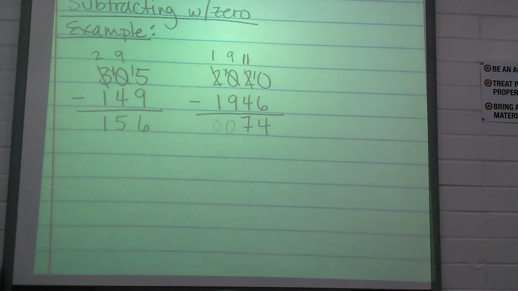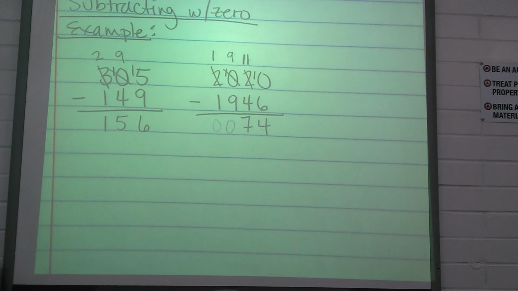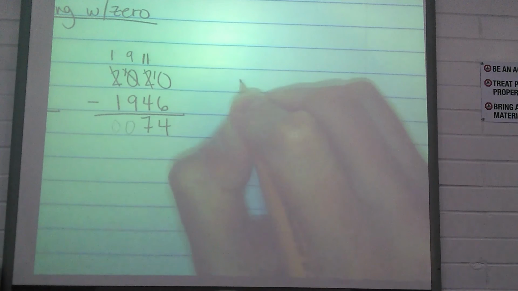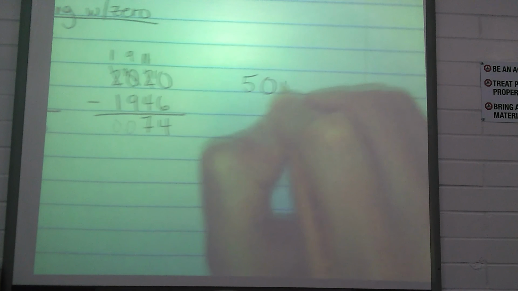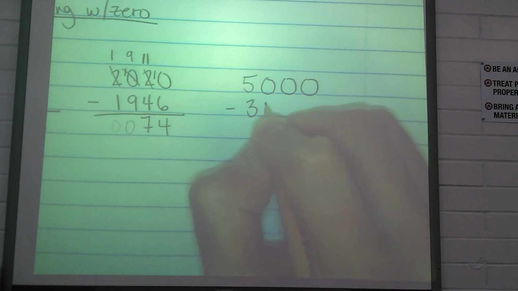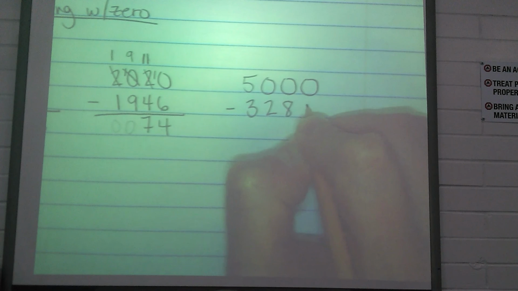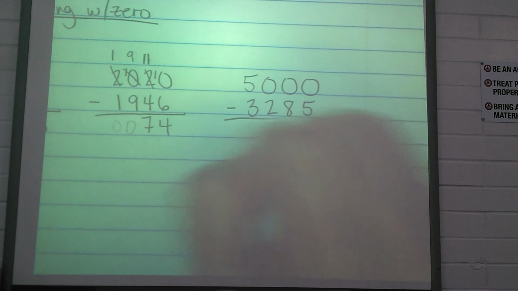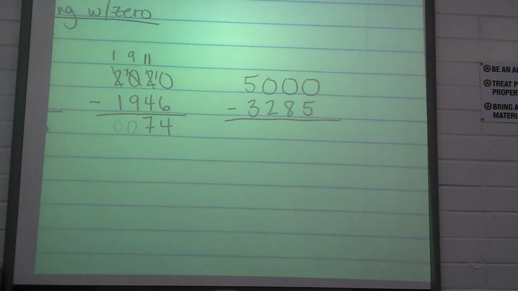Okay, I'm going to do one more example with subtracting across zeros for you to try, and this is going to be a little trickier than the last two. Okay, so let's see what you can do with this. Take it step by step. Minus 3,285. Go ahead, pause the video, solve it, and resume the video when you are ready to check your answers.